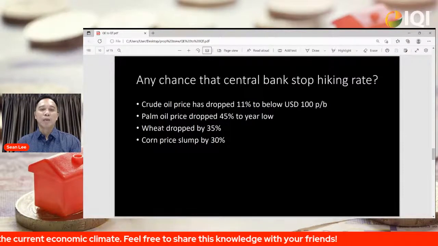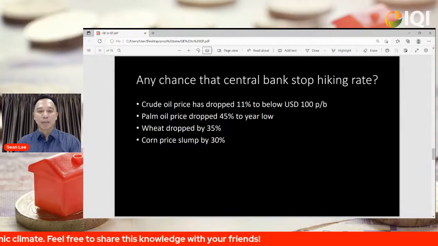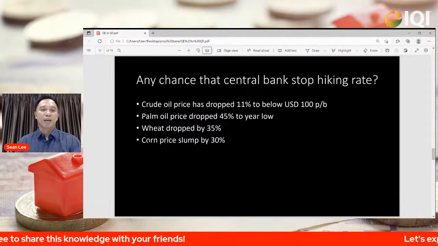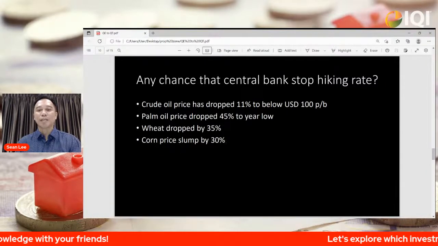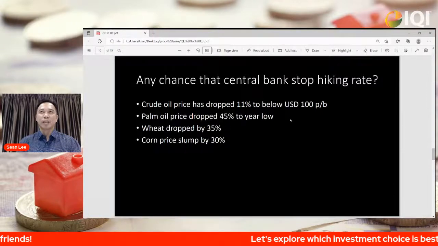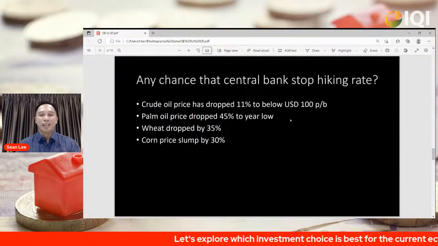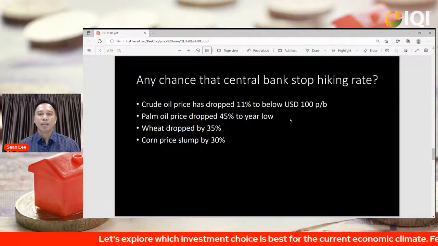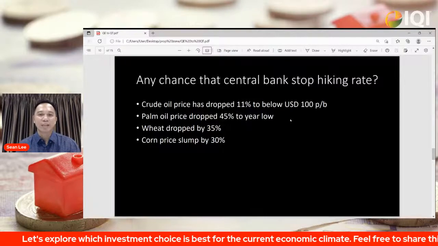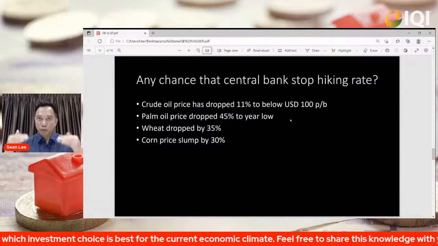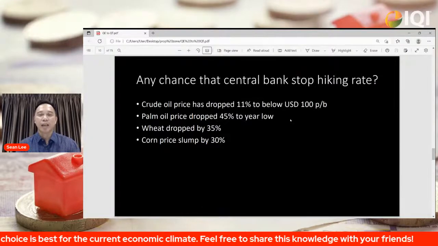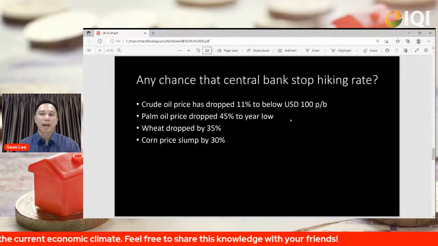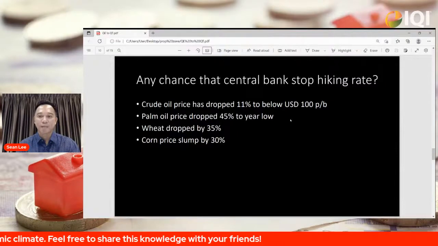Wheat prices have dropped by 35% year to date, and corn prices have also slumped by 30%. What I'm telling you is that these will put an ease on inflation. Therefore, it may incentivize central banks around the world to stop hiking the rate, at least to stop hiking the rate in an aggressive way.